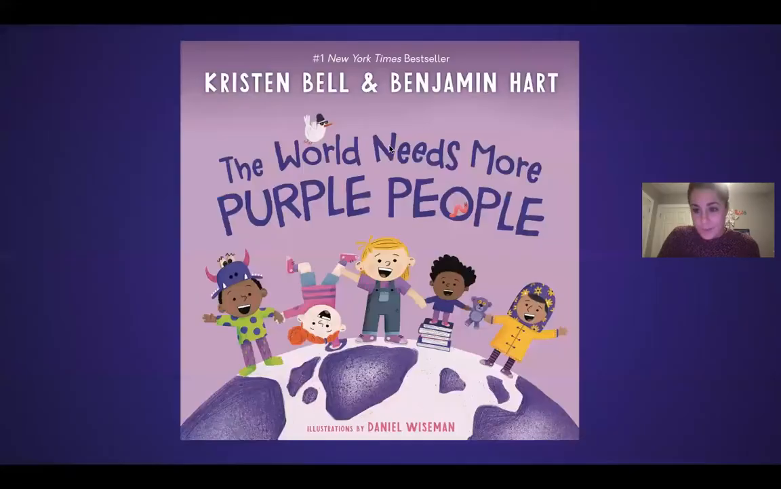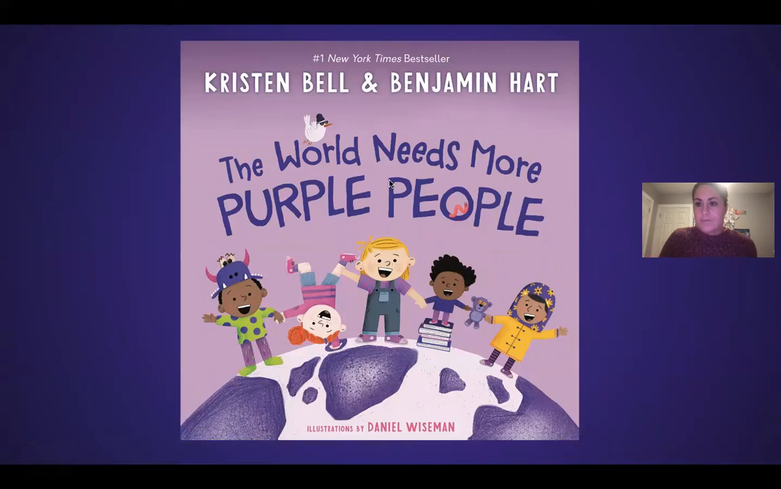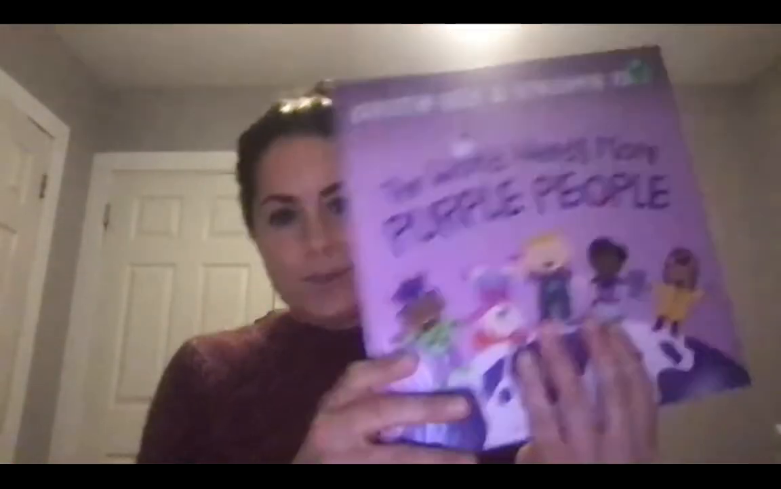Okay. So for this story that I'm going to read today, it's in purple. I kept my purple sweater on. The story is called The World Needs More Purple People. Kind of silly, right? But when I'm done reading it, you're going to help me figure out why the author wrote this story. The author is Kristen Bell and Benjamin Hart, illustrated by Daniel Weisman. And remember, when I read the whole thing, you're going to let me know, why do you think the author wrote this story? What was the author's purpose? Okay, so I'm going to stop sharing. Here I am. Hi. All right, so here we go.